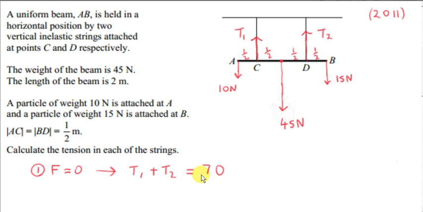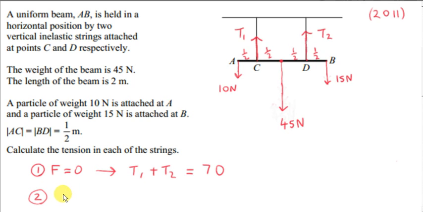Okay, so the resultant force is 0, so that breaks down to the sum of the magnitudes of the upward forces equals the sum of the magnitudes of the downward forces. Of course, we have two unknowns here, so we can't solve. So we use the second condition for equilibrium.